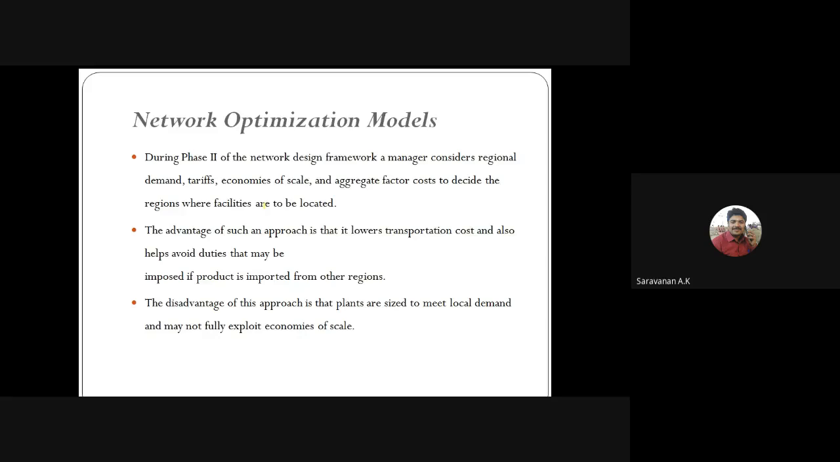And for the disadvantage, if the facilities are created in a lot of places, the capacity also increases, so surely it will increase the cost. It will affect the economies of scale, right? That we have to see.